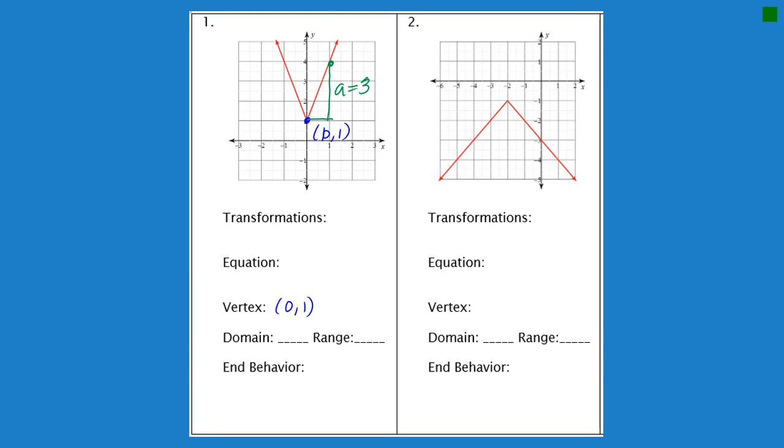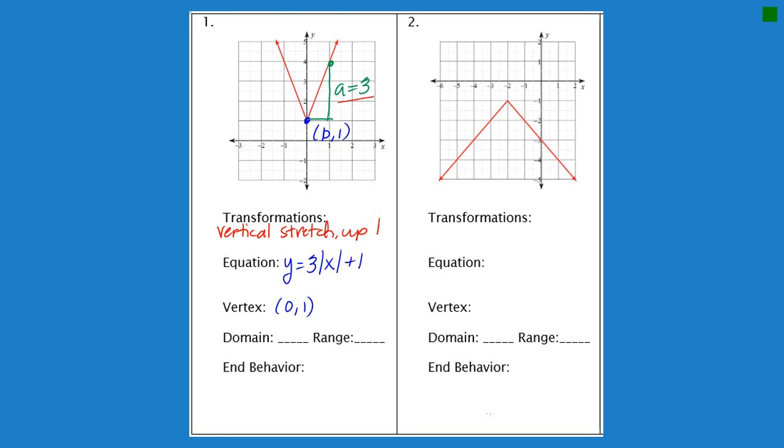So now I can fill out all of my transformations. I have a vertical stretch because of my a value, it's bigger than 1. And then this graph also shifted up 1. So my equation is going to be y equals, my a value goes first. I need absolute value of x. I don't have a horizontal shift, so that means x is the only thing in the absolute value bars. And then up 1 would be +1 on the outside.